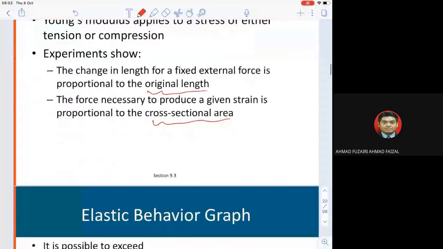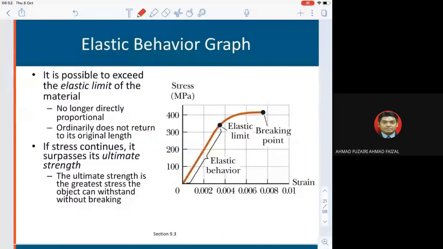Okay, right. So let's look at the elastic behavior of the graph. It is possible to exceed the elastic limit of the material. When you look at the graph of stress over strain, the stress and strain are exactly directly proportional to each other until it reaches the elastic limit. This is the point where it should be the limit. If the stress increases, strain also increases, but only before it reaches the elastic limit. When it reaches the elastic limit, what will happen? It will no longer be directly proportional.